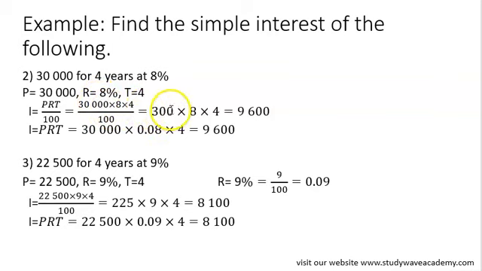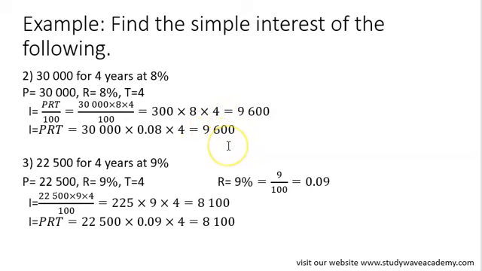We have 300 times 8 times 4, and when we multiply these together, we have 9,600. Okay, if we want to use the other formula we have here, it will be 30,000 times 0.8 times 4. We converted it into a decimal point. That's why you don't see over 100 over here. I explained it in the last slide, right? So when we do this, we still have 9,600. So we use different formulas, but we arrived at the same answer.